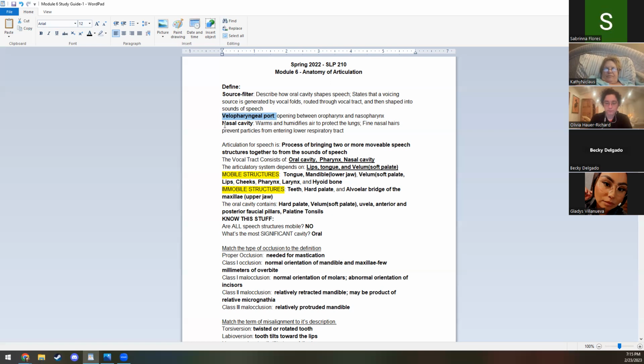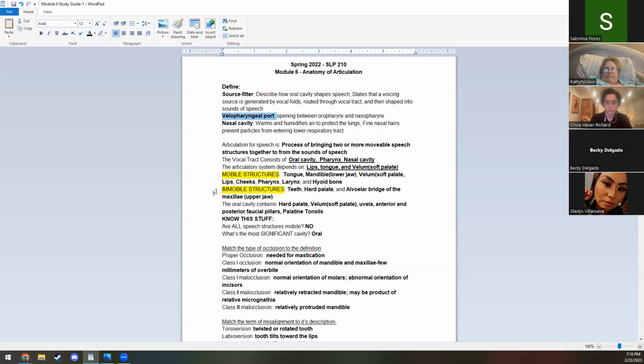Articulation for speech is the process of bringing 2 or more movable speech structures together to form the sounds of speech. And then the vocal tract consists of the oral cavity, nasal cavity, and the pharynx. And then the articulatory system depends on the lips, the tongue, and the soft palate. I know it's a lot of mobile structures.